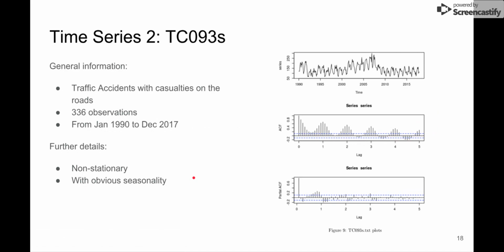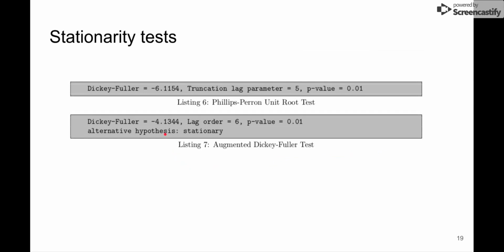For the second part, I had this time series of traffic accidents and casualties on the road with a total of 336 observations from January 1990 to December 2017. Obviously, we have some local trends here and here, but we need to do some stationarity tests to make sure if there are such trends or non-stationarity in general. More importantly, in the ACF, we can see some strong seasonality. These are the tests, and they're not suggesting any non-stationarity.